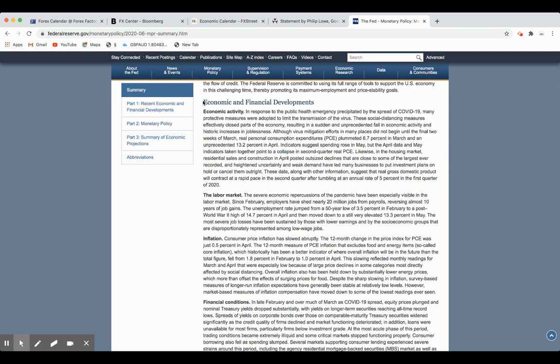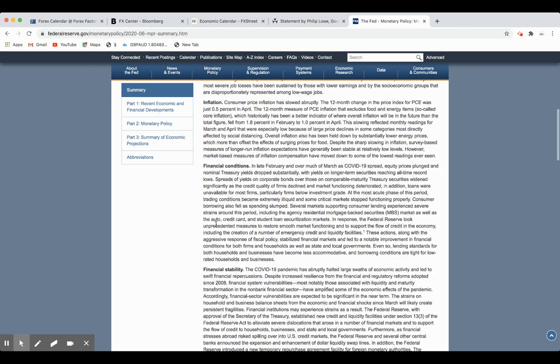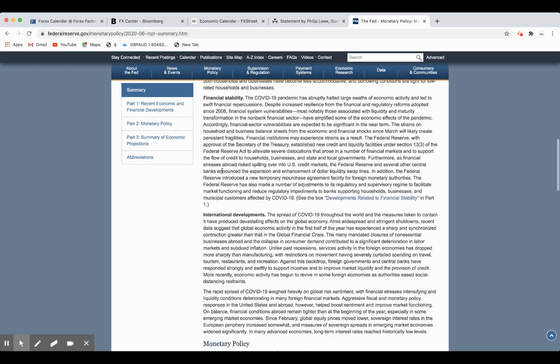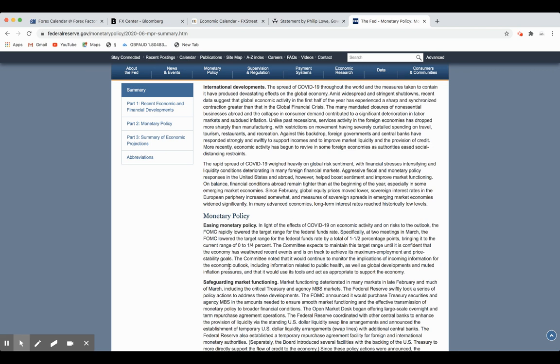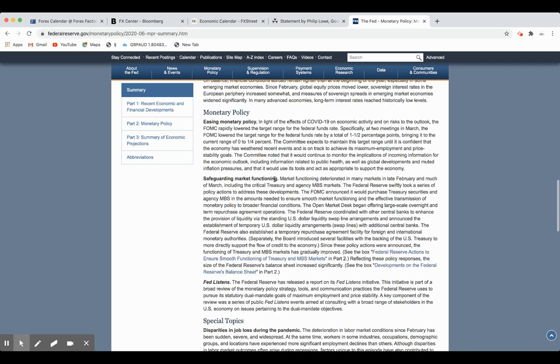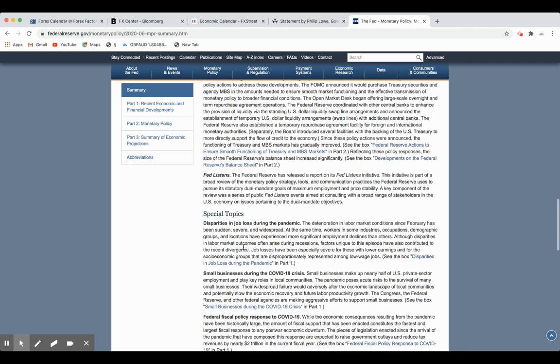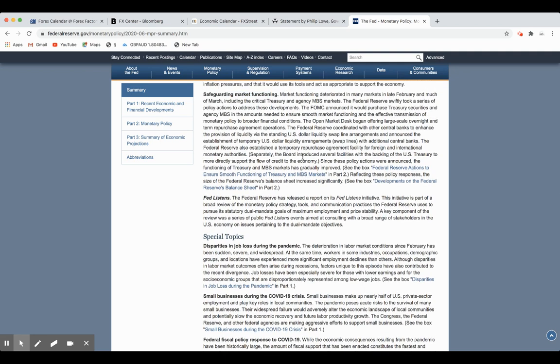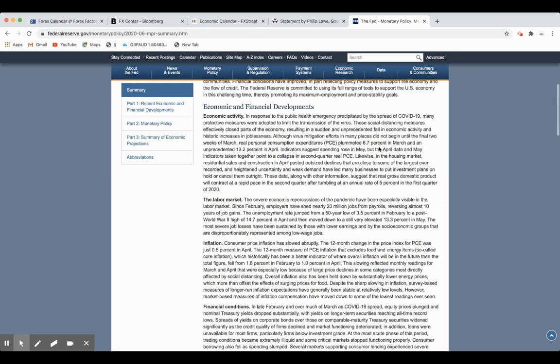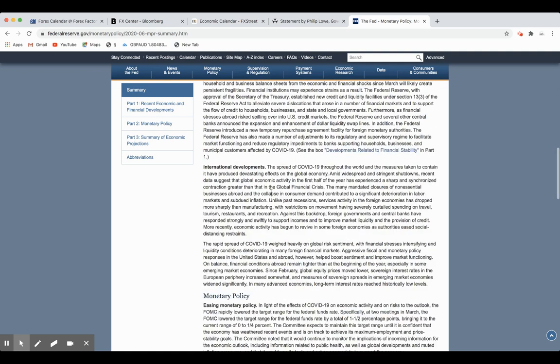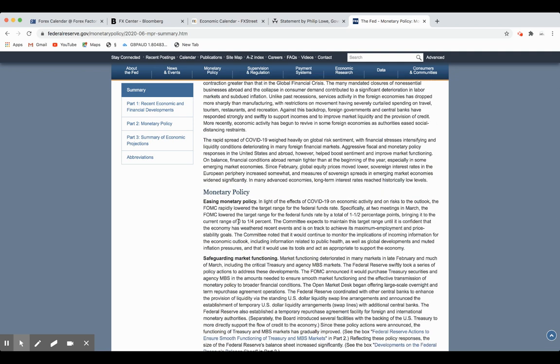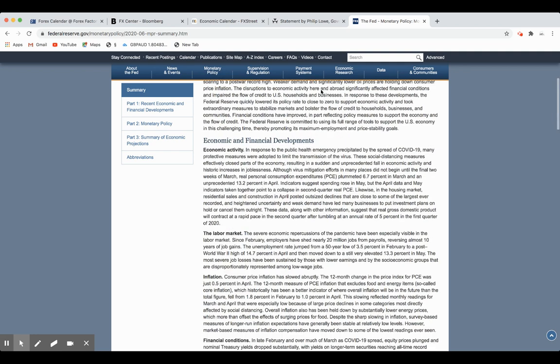And then we can see, diving into the economic and financial developments, we can learn about economic activity, labor markets, inflation, financial conditions, financial stability, international developments, and then easing monetary policy, safeguarding market functioning, and things like this. Basically, we're going to be seeing what's happening as a result of geopoliticals and monetary policy and how it is working. And we're also going to see what they're changing in response to anything that's going down right now. So that is how we're going to use these.